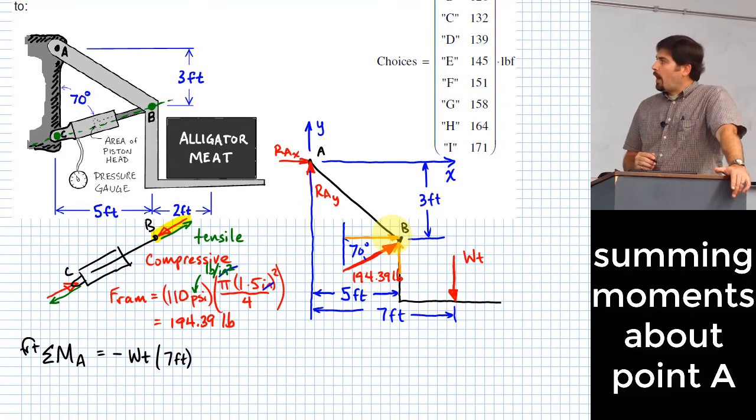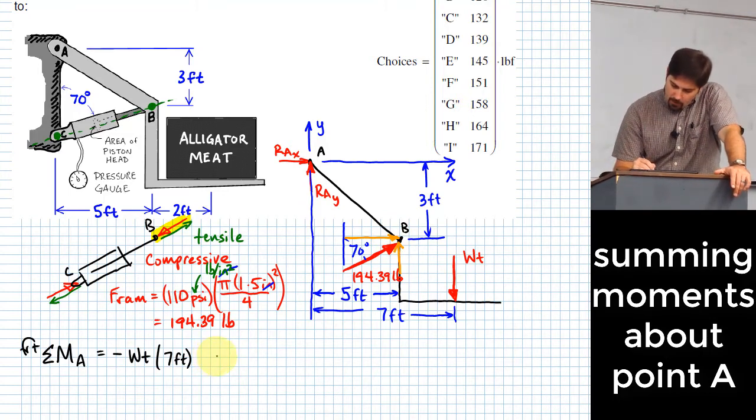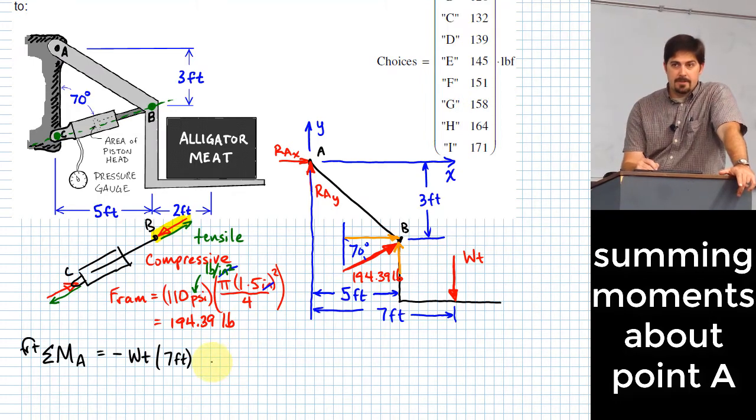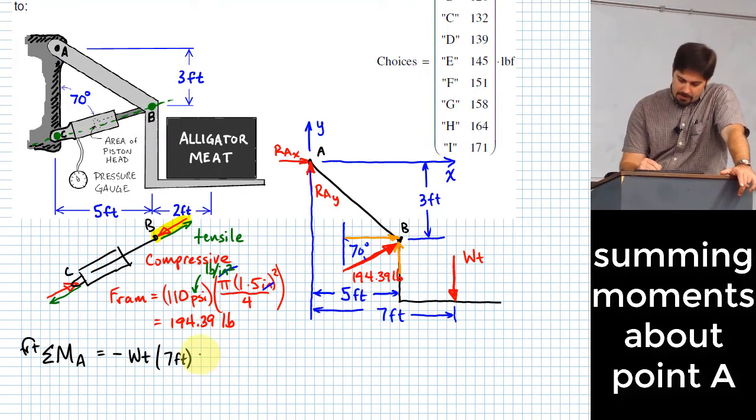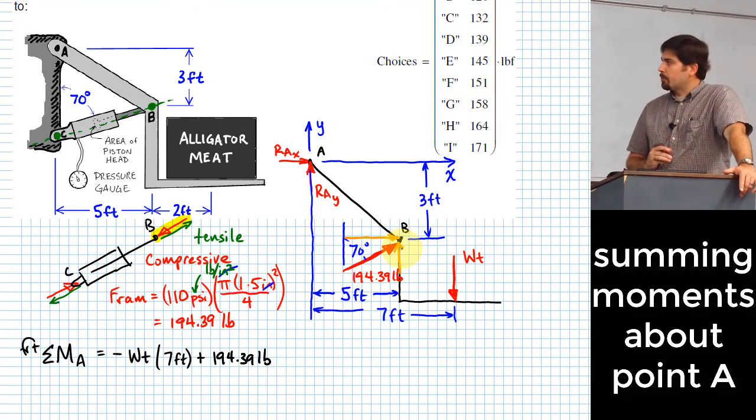Okay, the y component first. Okay, I'm good with that. Okay. What direction does that y component tend to rotate the body around A? Counterclockwise, which is positive according to how I've defined it in this expression. Okay. So there I've got 194.39 pounds, but I don't want that entire force. I just want the vertical component. How do I get just the vertical component?